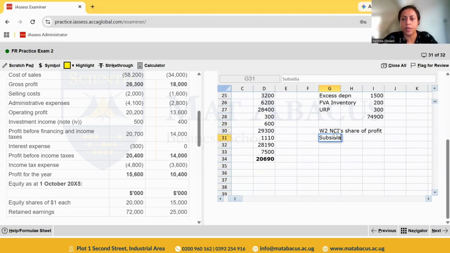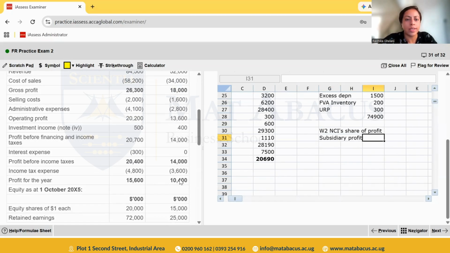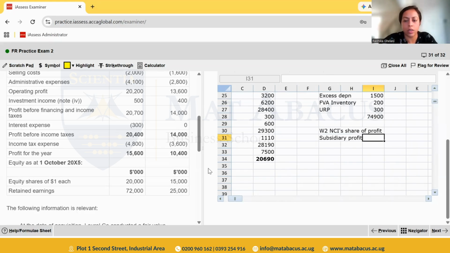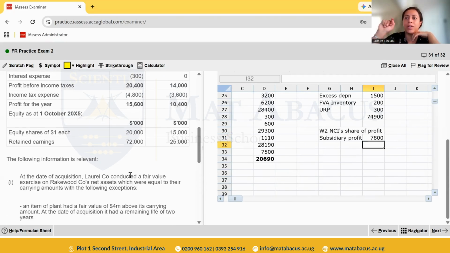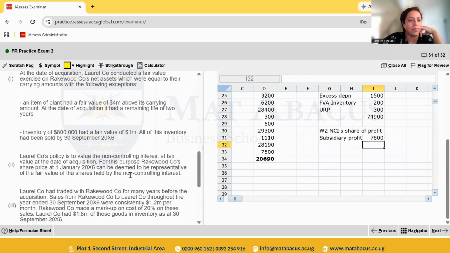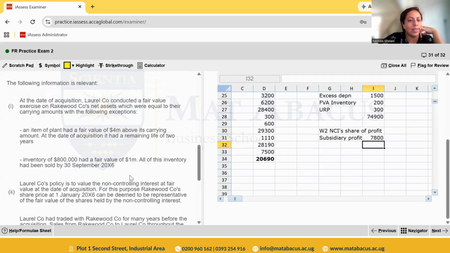Start with the subsidiary's profit. How much is the subsidiary's profit? Remember, we can only take 9 out of 12 of the profit for the year. So you can see Rakewood's profit for the year was 10,400. So it's equal to 10,400 times 9 over 12, which is 7,800. Now, it was the subsidiary selling to the parent. Remember, there were intercompany sales. The subsidiary was the one selling to the parent.